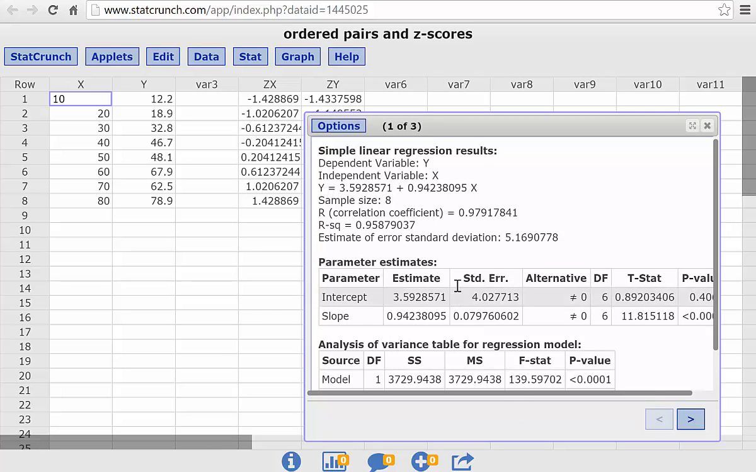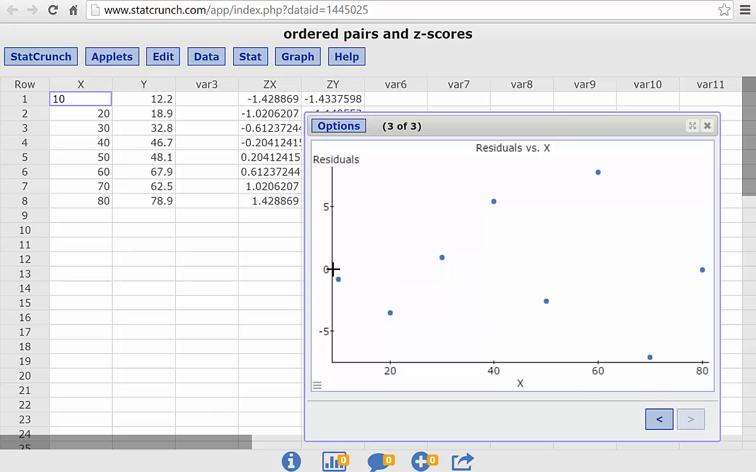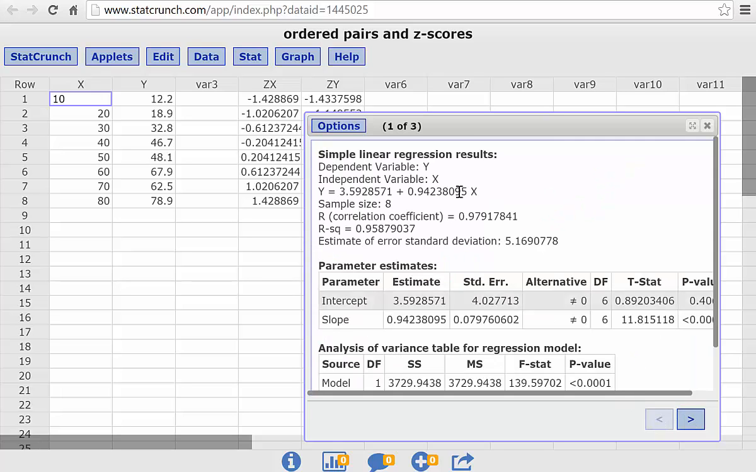Click Compute, and let's note the R value here. The R value is 0.97917841. Let's also, though, look at the scatter plot. We see that the scatter plot is pretty narrow and does appear to be linear, and the plot of the residuals does appear to be randomly distributed above and below the line y equals 0. So this R value, 0.979, we just stated is the slope of the line of best fit for the scatter plot of the z-scores. Well, let's look at that.